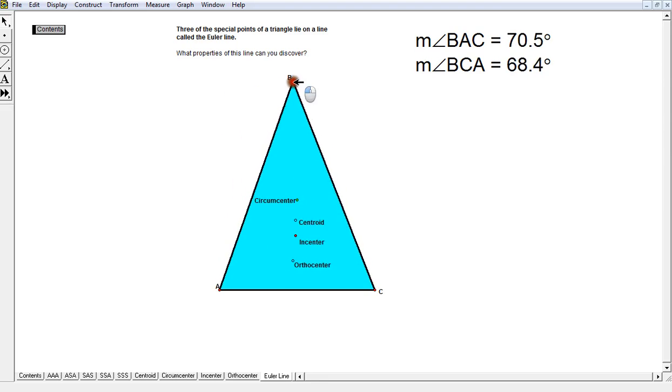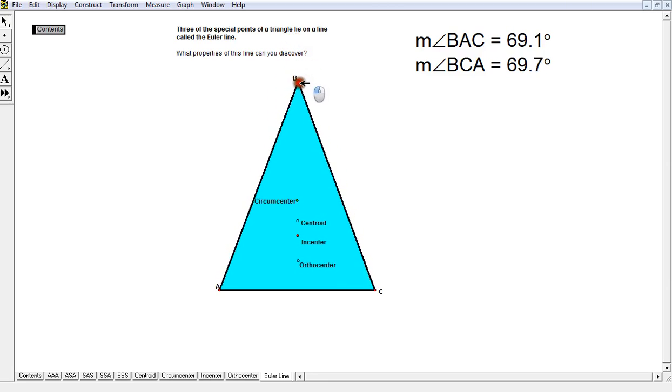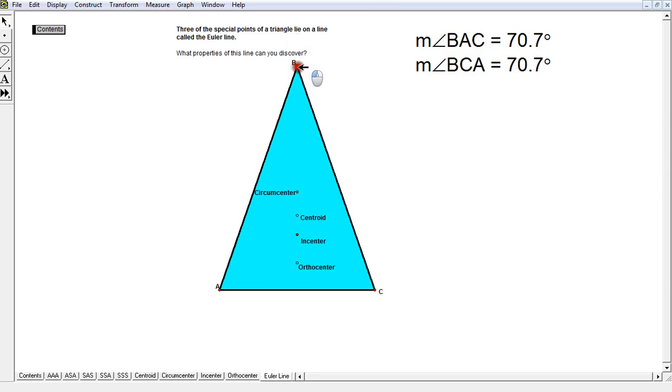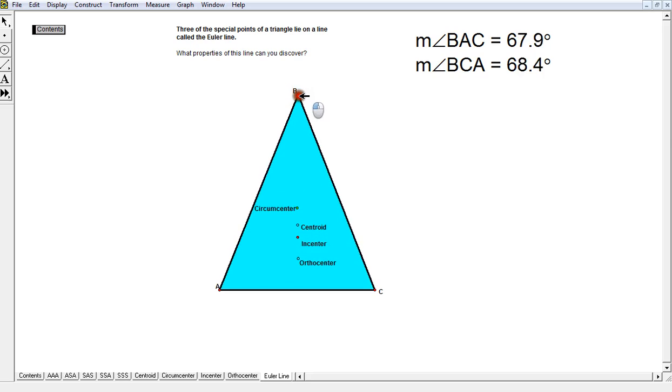So a little summary. When we have an isosceles triangle, we have all 4 points collinear. That means the median, altitude, angle bisector, and perpendicular bisector are actually on top of each other. And when we have an equilateral triangle, that's when all 4 points are actually located in the same exact spot. All right?